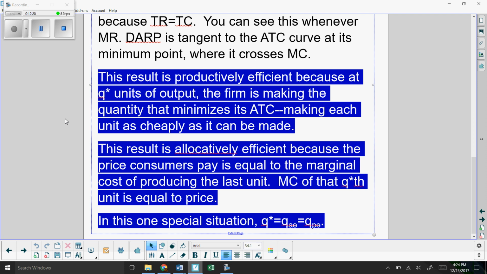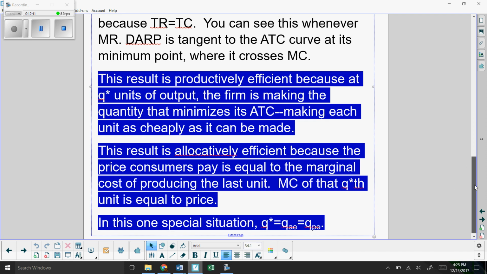This situation is productively efficient because when they make Q star units of output, the firm is minimizing its average total cost function. It's making each unit as cheaply as it can be made. And that's the standard for productive efficiency, that the quantity you're making leads to the minimum possible value of average total cost. The second thing is we wonder about allocative efficiency.